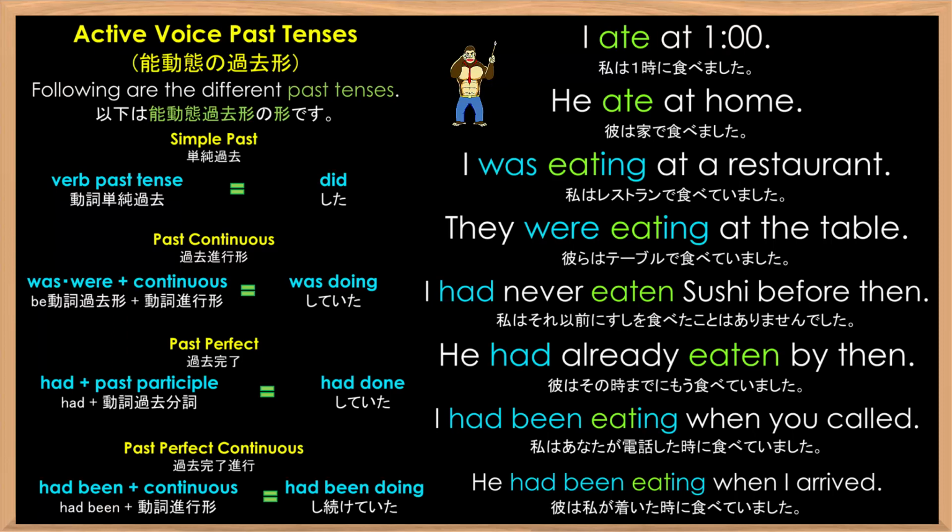Okay, let's practice the sentences one more time. I ate at 1 o'clock. He ate at home. I was eating at a restaurant. They were eating at the table. I had never eaten sushi before then. He had already eaten by then. I had been eating when you called. He had been eating when I arrived. I know these are complicated and a little bit difficult to understand, but they are just something you have to get used to. But the basic forms, I ate and I was eating, are very common, and I use them quite often. Okay, let's refer to some more sentences.